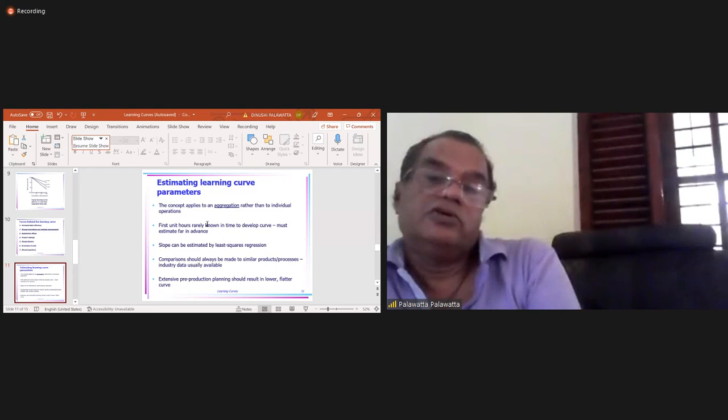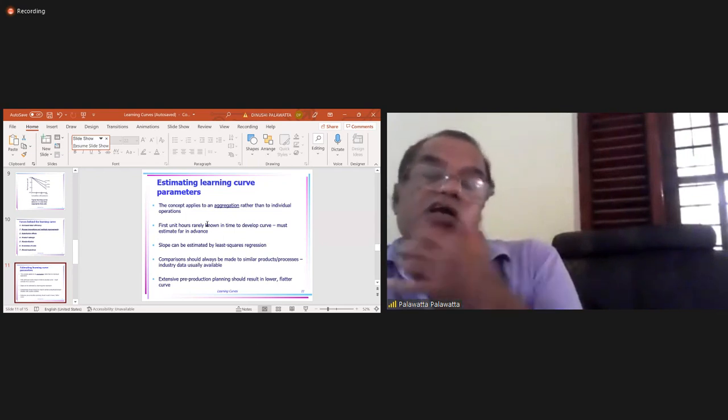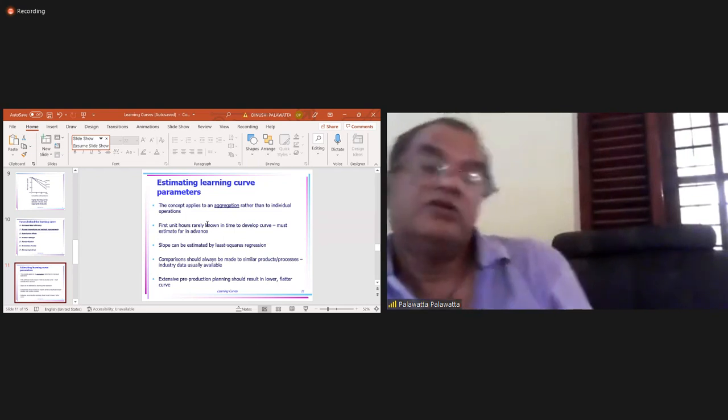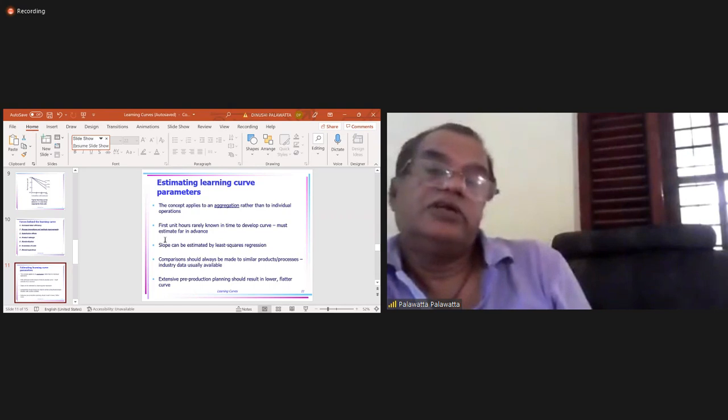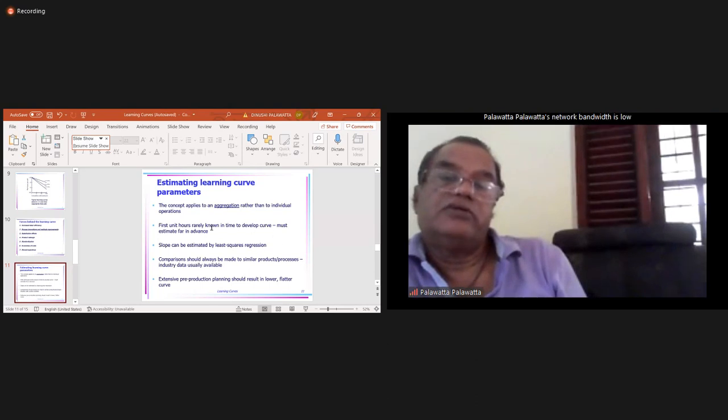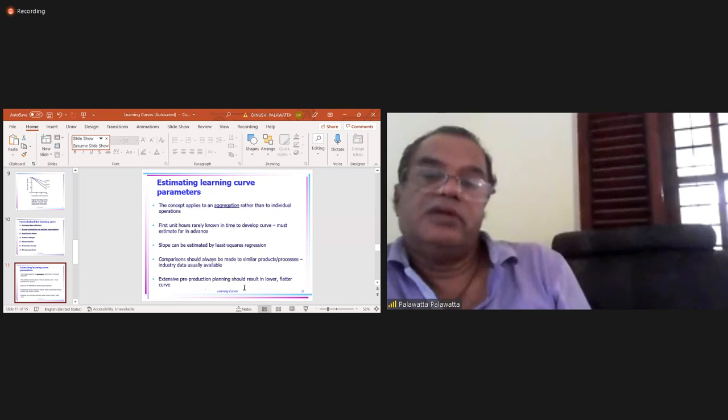But if you are starting a new one, then you can find how long it takes for the first unit. The slope can be estimated by least squares regression. That is a possibility. Okay, the comparison should always be made to similar product processes, industry data usually available. Extensive pre-production planning should result in lower, flatter curve.